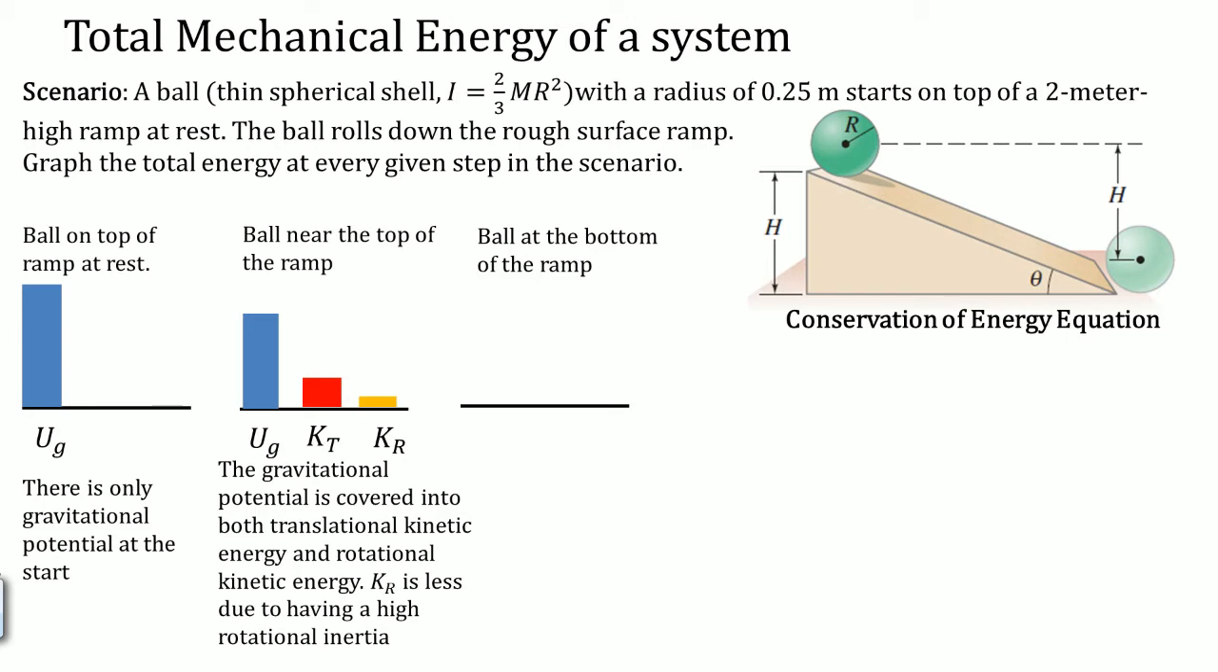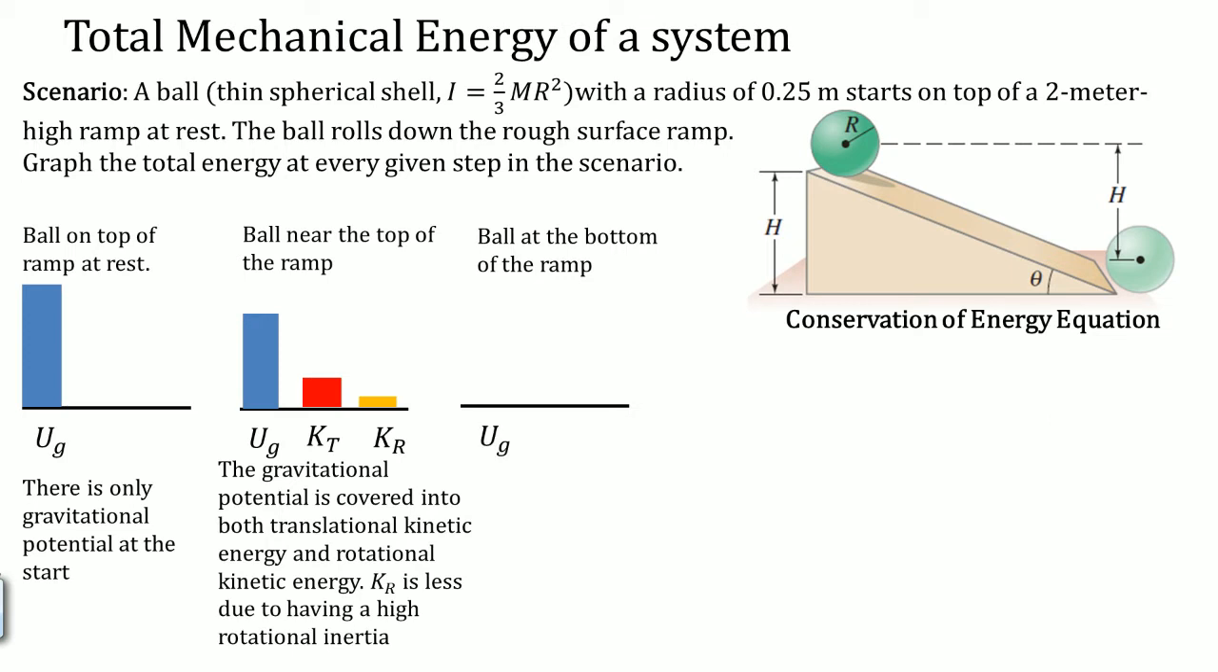So here the gravitational potential energy is converted into both the translational kinetic energy and the rotational kinetic energy. The KR, which is kinetic rotation, is less due to it having a higher rotational inertia. You don't have to believe me here. I'm going to show you the math to prove it in a bit.